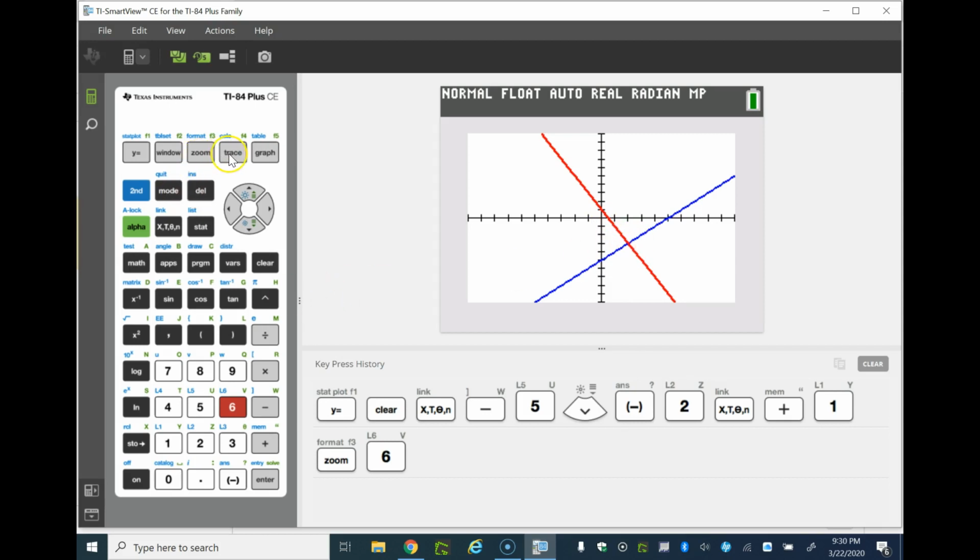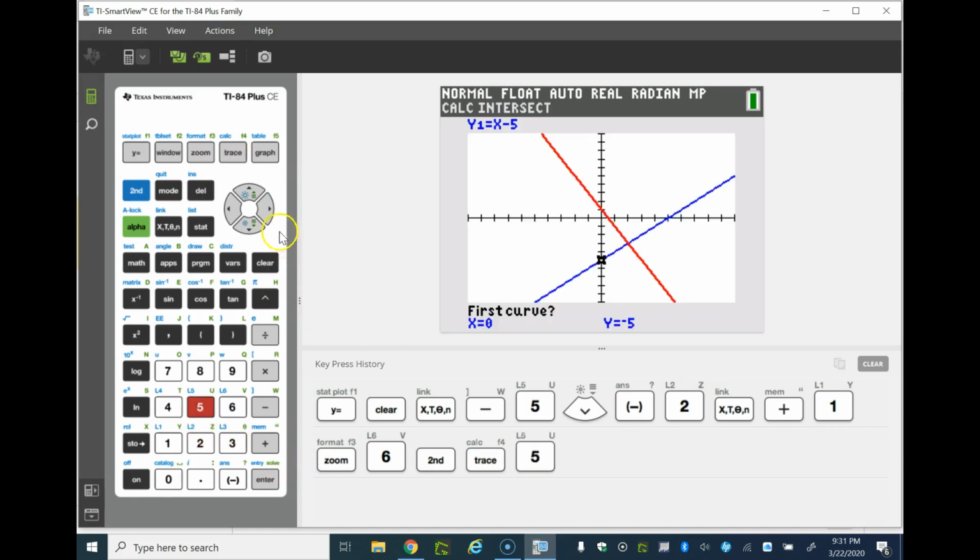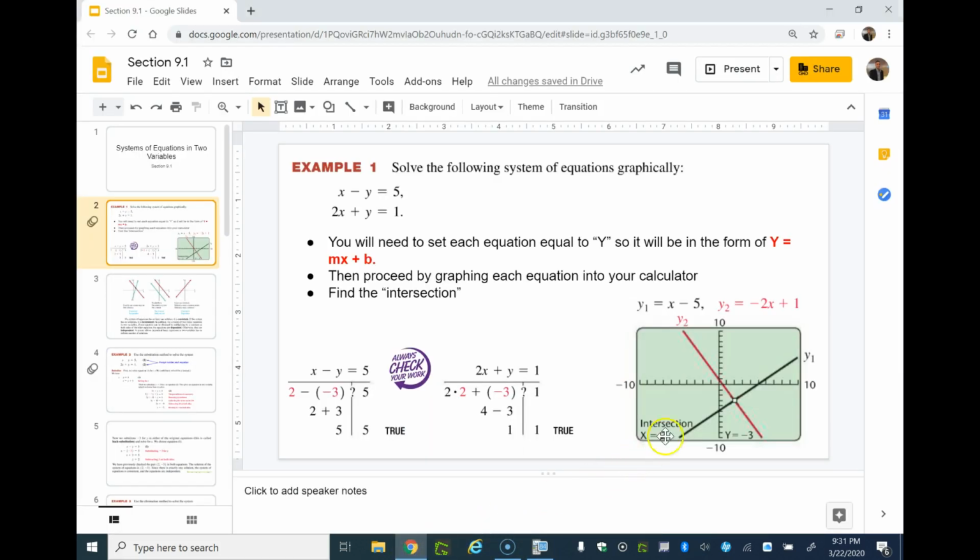So remember what we talked about before. You hit second trace. And remember, what are we trying to find? Where those two lines intersect. So we're going to hit 5 and then hit enter 3 times. And it jumps you right to where they intersect. So x is equal to 2, y is equal to negative 3.